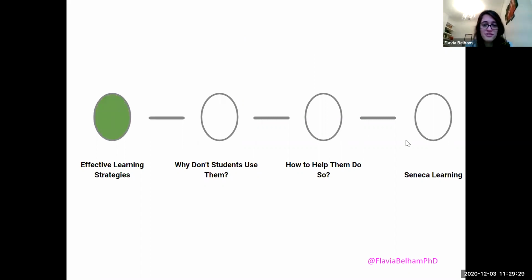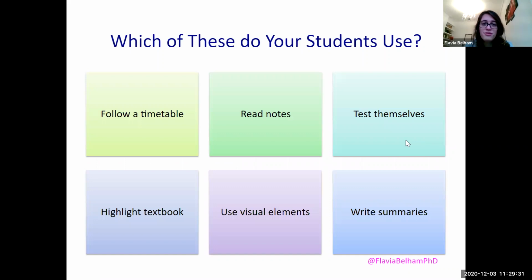So what are effective learning strategies? Before I start, just take 2 seconds to think about your own students. What do they do when they are revising or reviewing a topic? Which of those do they do if they have an exam in 2 weeks? So just think about it for 5 seconds. I'll go back to that slide later on.